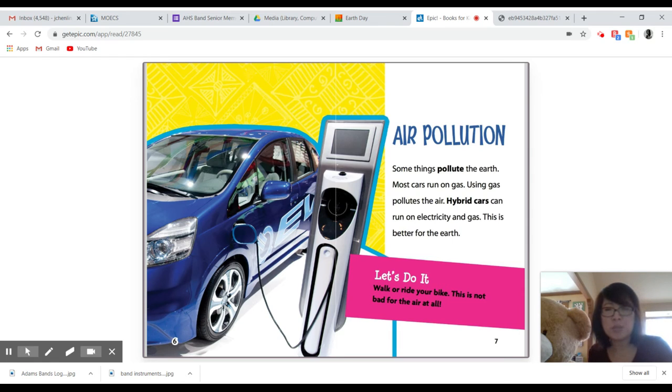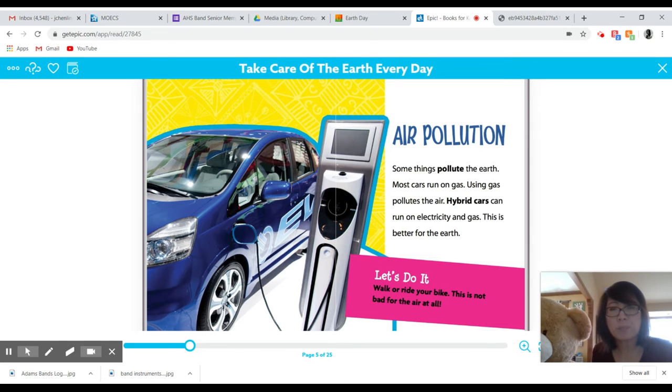In this Let's Do It section, it says, let's do it. Walk or ride your bike. This is not bad for the air at all.